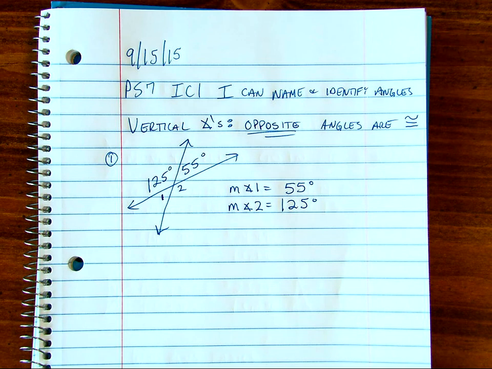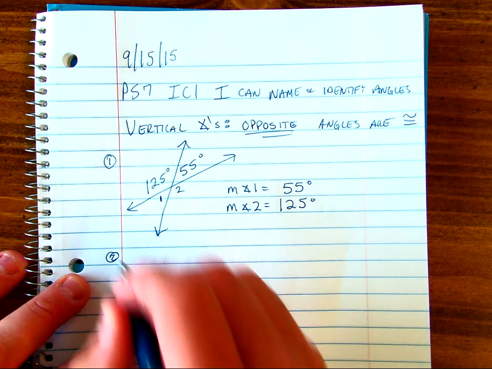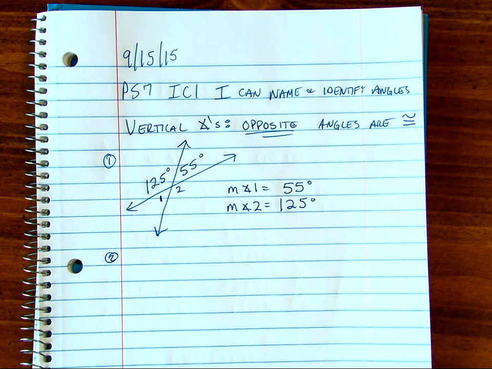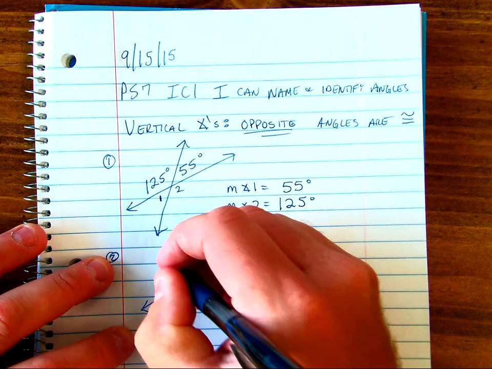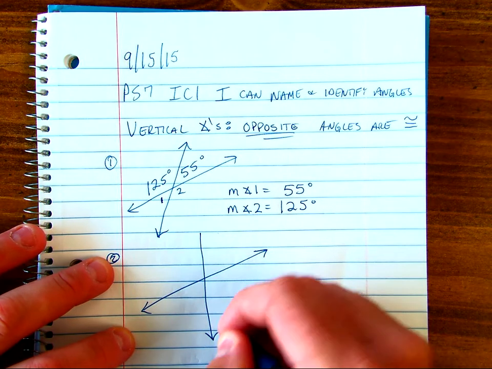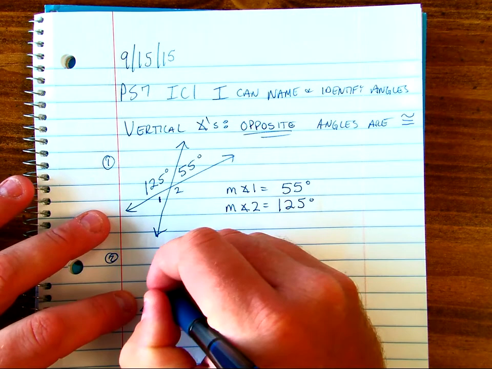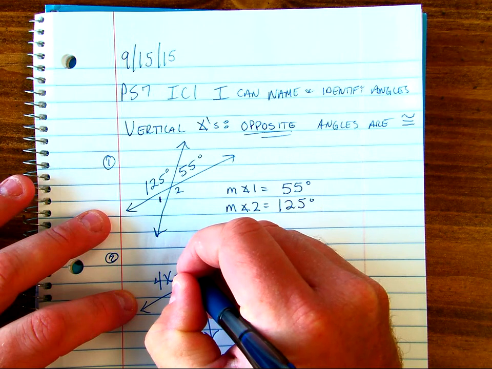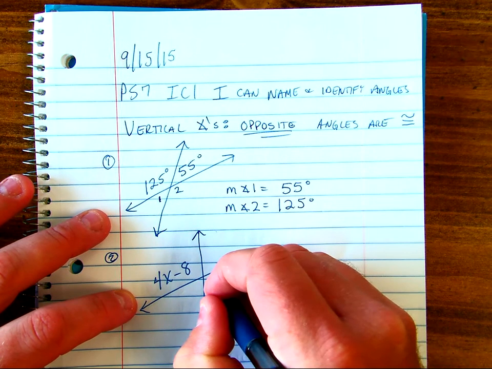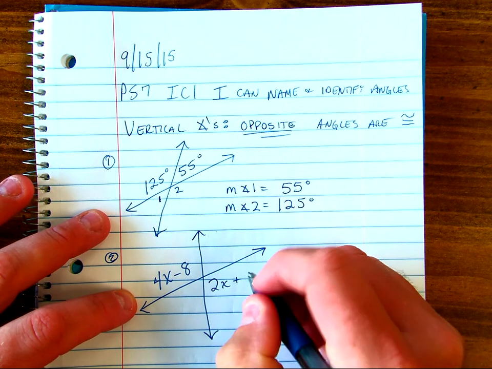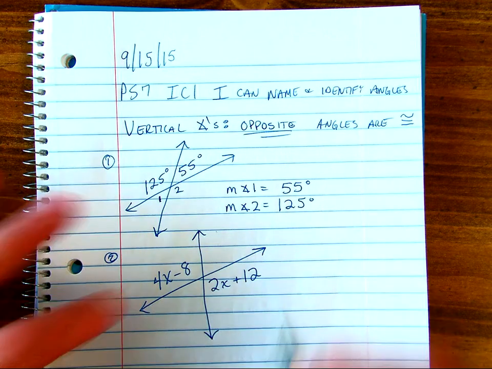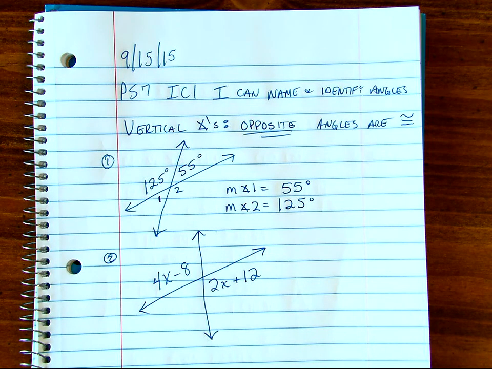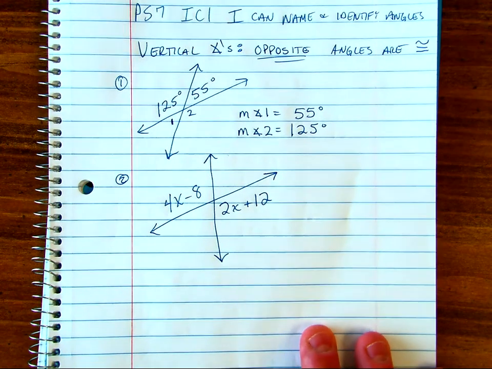All right, now let's talk about the more difficult ones. The ones that have variables. Ooh. Let's go 4x minus 8. Let's go 2x plus 12. Let me zoom in a little bit for you.